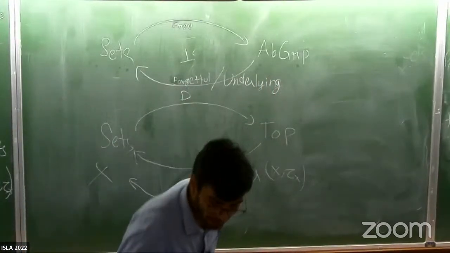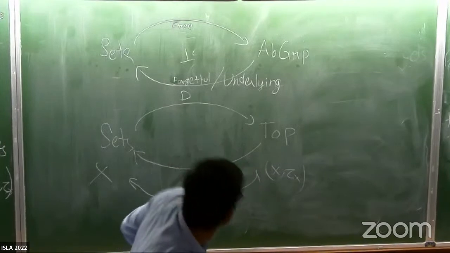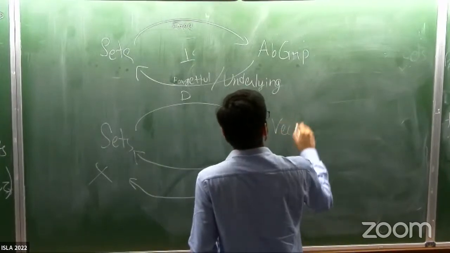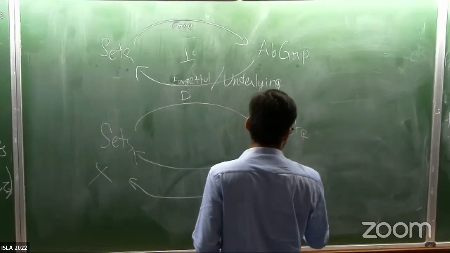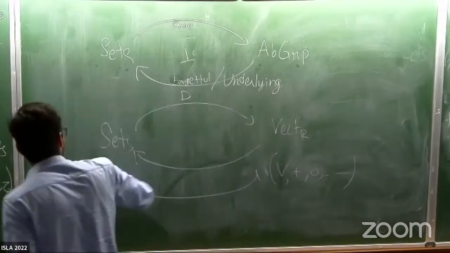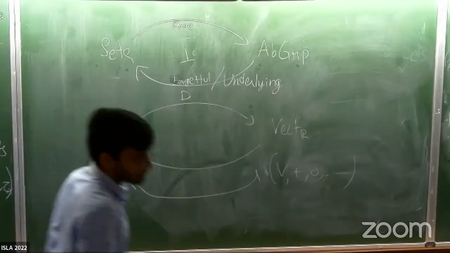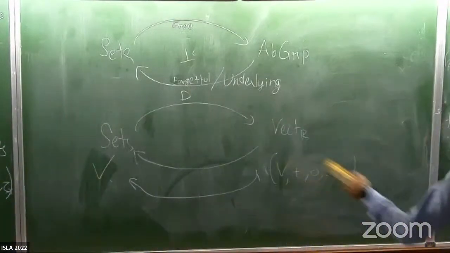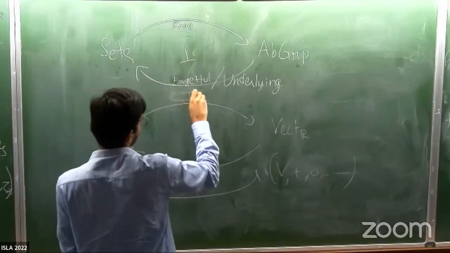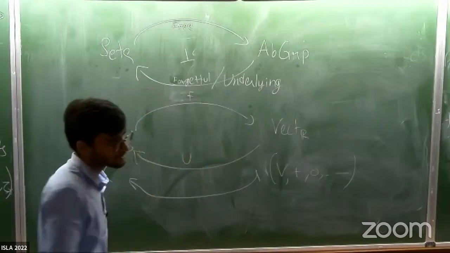So you can similarly have that for vector spaces. You will get the same thing. You will have a vector space, which is an abelian group plus an action by R, and you forget that you ever had the structure of abelian group and action by R. So you get these things, and this will be the free vector space, and this will be the underlying set.